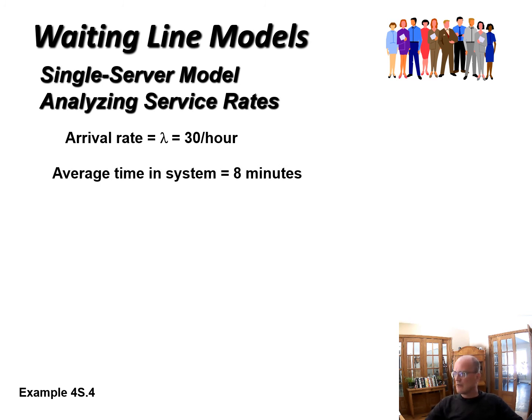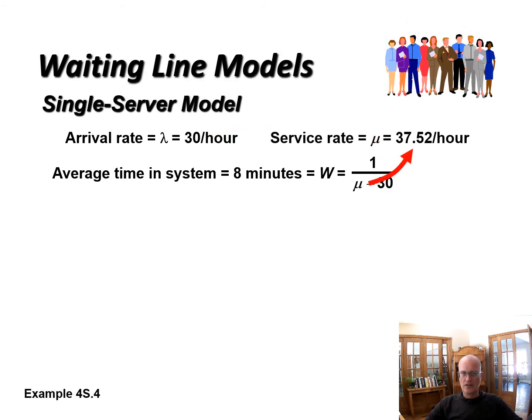So we can do some other things here. As an example, if we have an arrival rate, lambda, equal to 30 per hour, and an average time in the system equal to 8 minutes, we can then calculate and solve for what our service rate is. This is a way of making sure you understand the process. It is also a question you could ask.